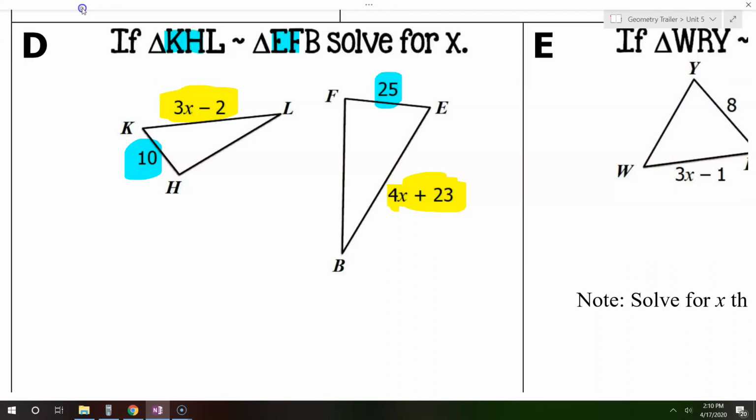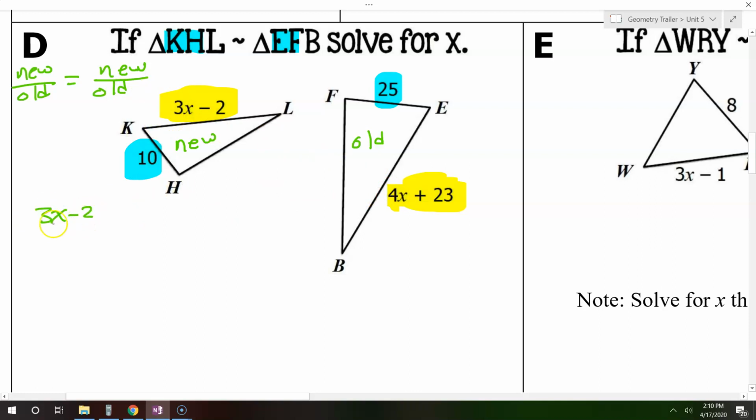All right, now it is time for new and old. So as always, I'm going to set up my equation in the form new over old is equal to new over old. Starting with the yellows, the new over old will be 3x minus 2 over 4x plus 23. Okay, now the blues, new over old will be 10 over 25. Now we cross multiply.